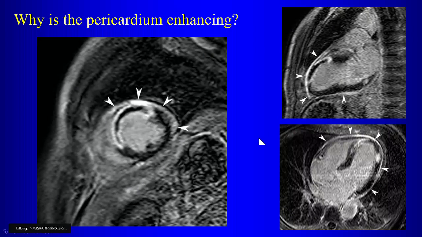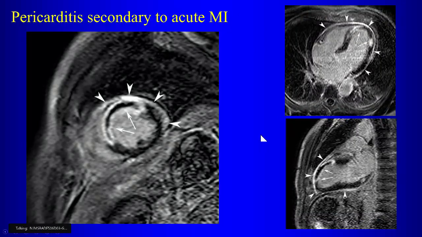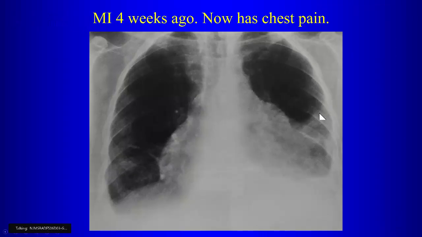And so here we have pericarditis that is associated with the infarct. So pericarditis can be associated with acute myocardial infarctions also. So in addition to enhancement of the myocardium, you might also see enhancement of the pericardium in some of these cases. Okay. If I tell you this patient has a history of myocardial infarction 4 weeks ago, now has chest pain, and also has a sizable left pleural effusion. So what is that?